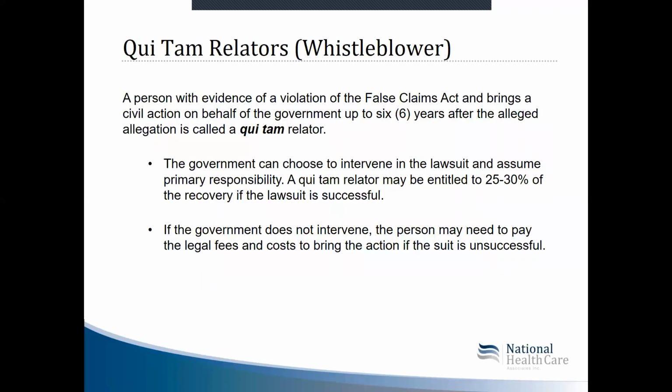It is important to know that while we recommend that you bring any evidence of false claims to your supervisor or compliance officer first, under the False Claims Act, you may instead bring a qui tam action on behalf of the government against your employer up to 6 years after the alleged violation. The government may choose to intervene in the action and assume primary responsibility. A qui tam relator may be entitled to 25 up to 30% of the recovery of the lawsuit if successful.